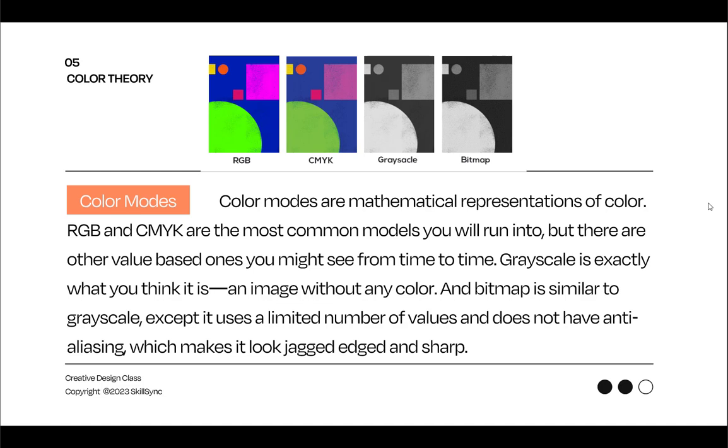Color modes. Color modes are mathematical representations of color. RGB and CMYK are the most common models you will run into, but there are other value-based ones you might see from time to time. Grayscale is exactly what you think it is, an image without any color. Bitmap is similar to grayscale, except it uses a limited number of values and does not have anti-aliasing, which makes it look jagged-edged and sharp.